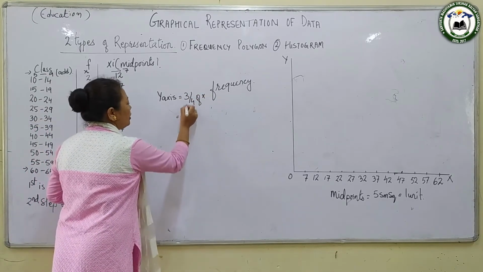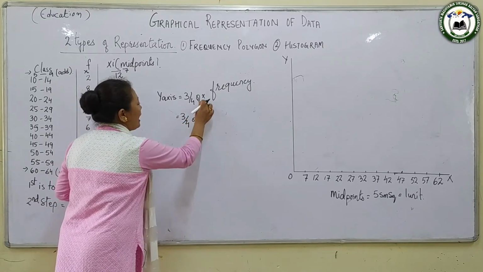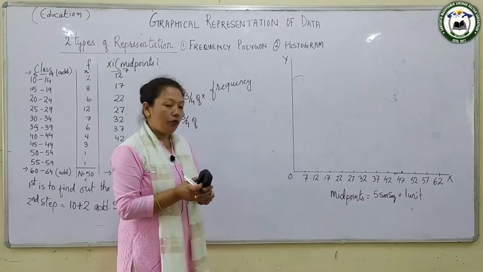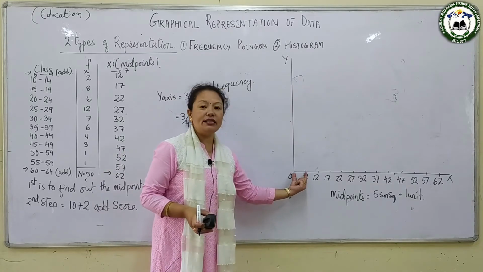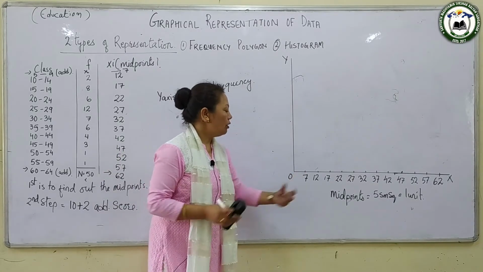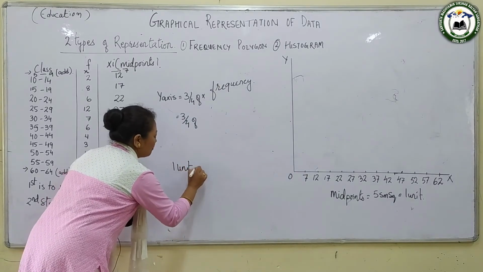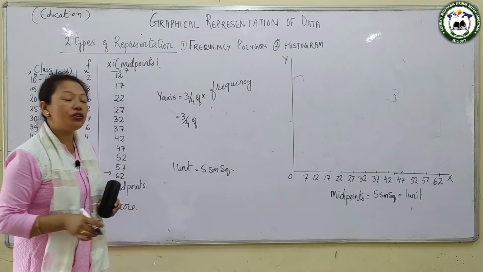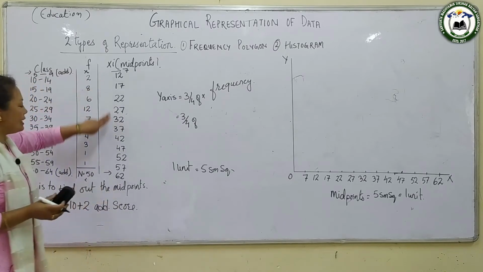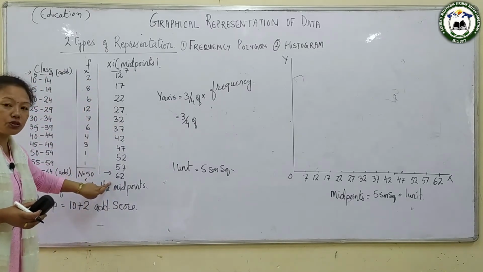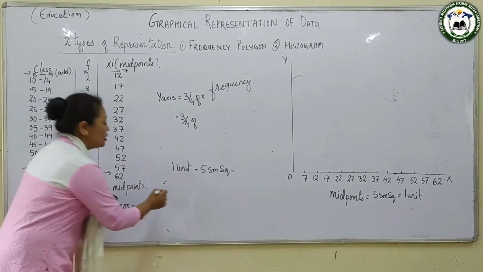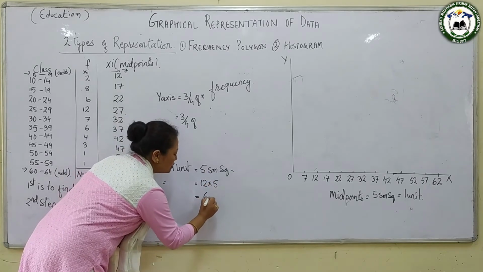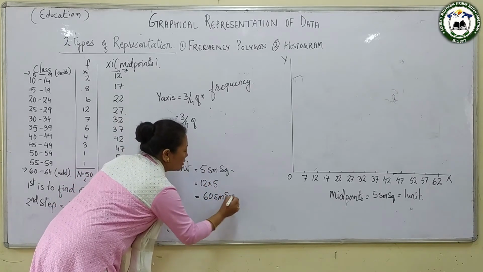So we know 3/4 of x. X means how much? How many small squares do we have over here? So we know that 1 unit is 5 small squares. So 1 unit equals 5 small squares. That means we have a total of 12 units, because 10 is my score and I have taken 2 additional scores. So 10 plus 2 is 12. So 12 into 5 small squares equals 60 small squares.